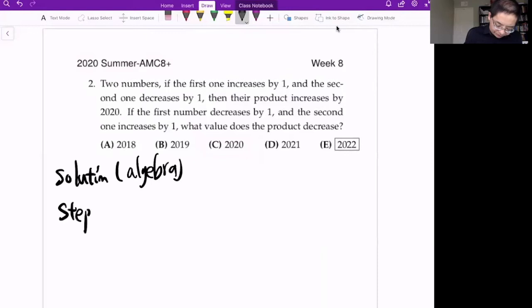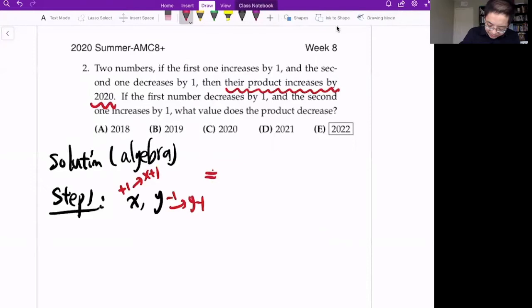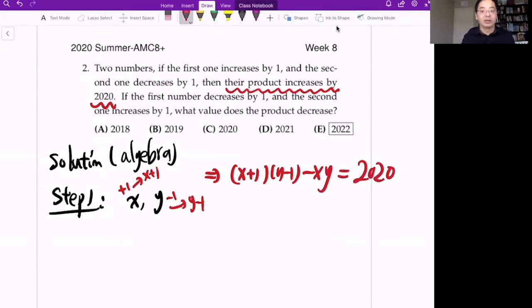So step 1, let's assume that the two numbers are x and y. One increased by 1 and the other one decreased by 1. Due to the symmetry, let's say at first x increased by 1 and y decreased by 1. So we get x plus 1 and y minus 1, and by this the product increased by 2020. So this implies x plus 1 times y minus 1 minus x times y equals 2020.